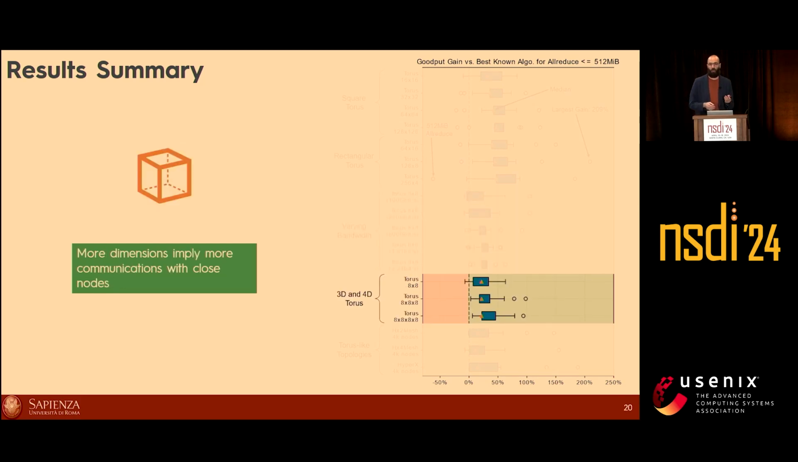This is the case also for higher dimensional torus. So if we move to 3D and 4D torus, this is also what happens. Why? Because the more dimensions you have, the lower the network diameter will be, which means that eventually most communications happen between nodes that are not so distant. So the impact of flow collision, again, is going to be negligible. So for 3D and 4D torus already, we don't observe any performance degradation regardless of the message size.